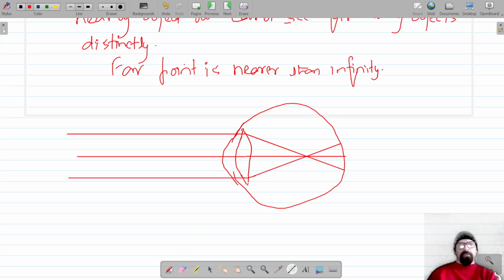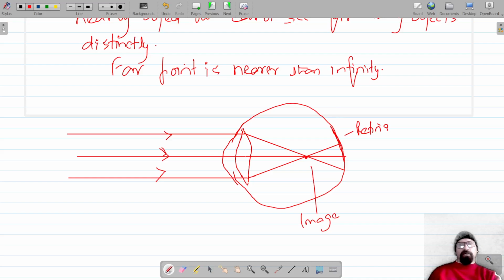Okay. So now this image is formed, and this is the retina. So the image is formed in front of the retina. This is where the image is formed. And this is because the light rays coming from infinity are meeting before the retina.